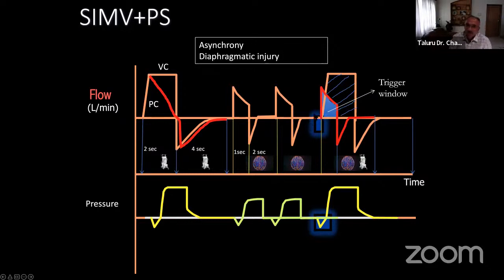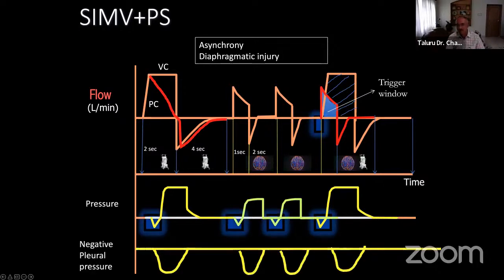See, I have imposed this breath here. Look at the I time, E time, and the mandatory breath I time, E time. It doesn't sync. Take my word, it doesn't sync, and the diaphragm doesn't keep quiet. It will contract here also. There is no rest. In fact, it gets confused, it gets injured. It goes into dyssynchrony, asynchrony.